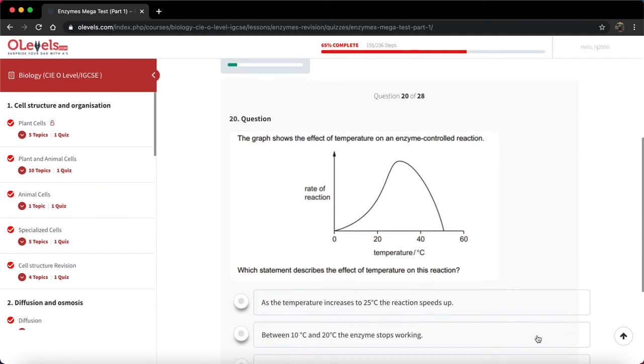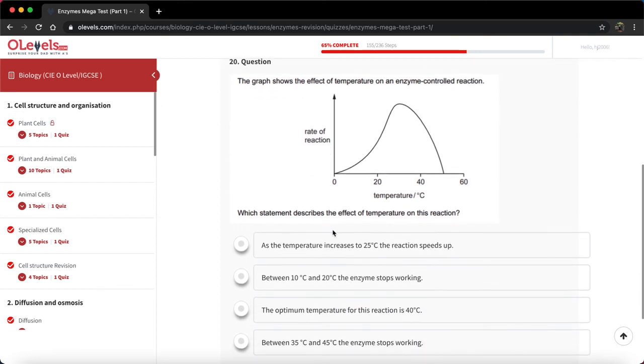Now next, the graph shows the effect of temperature on an enzyme-controlled reaction. The rate of reaction and temperature are given on the graph. Which statement describes the effect of temperature on this reaction? As the temperature increases to 25 degrees Celsius, the reaction speeds up. That's right. 25 degrees Celsius is somewhere here, and the reaction speeds up. Between 10 and 20 degrees Celsius the enzyme stops working? No, it did not stop working, it was increasing.